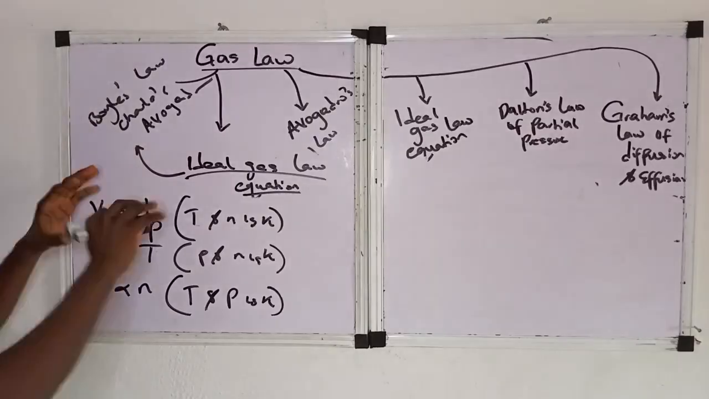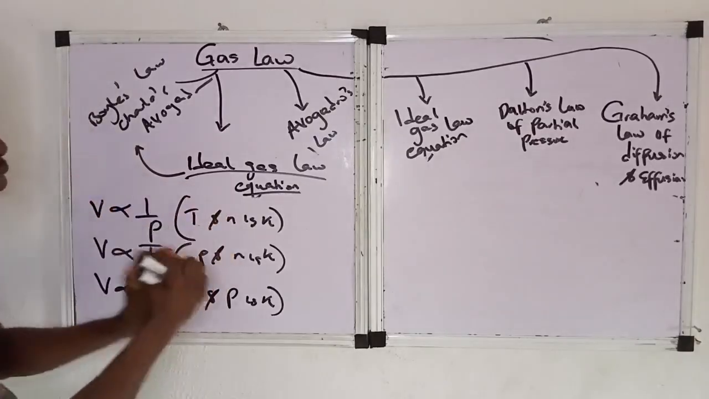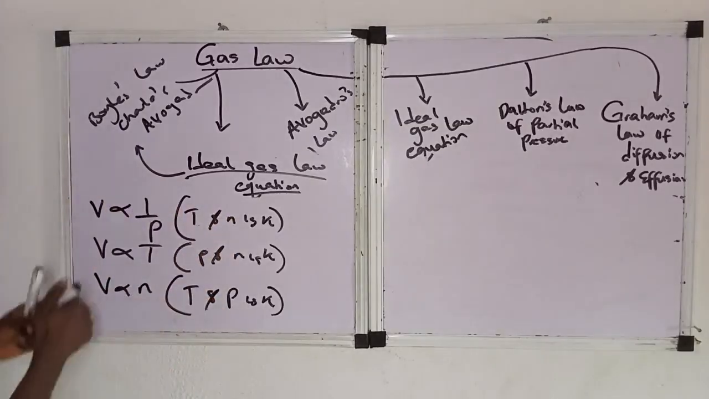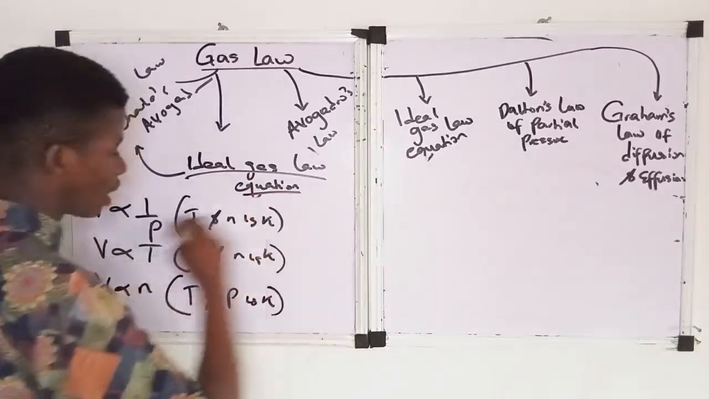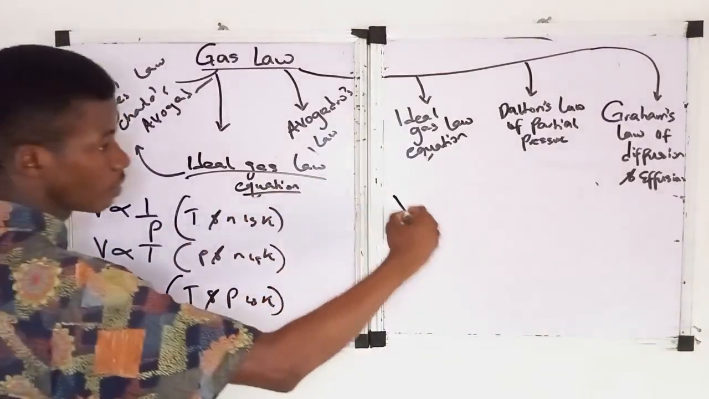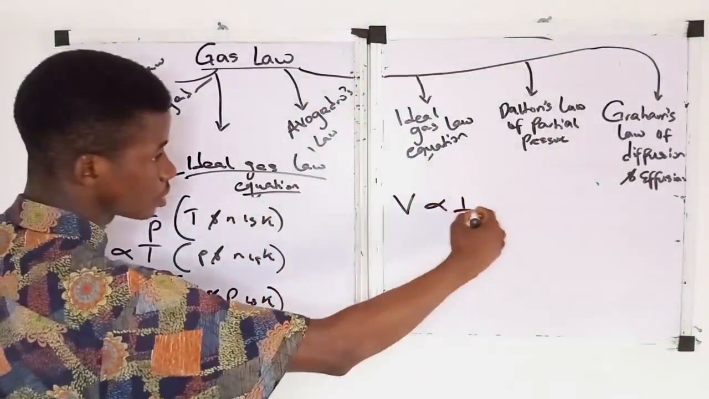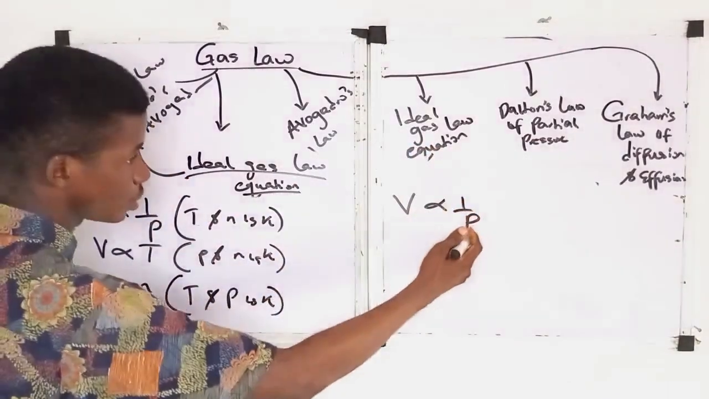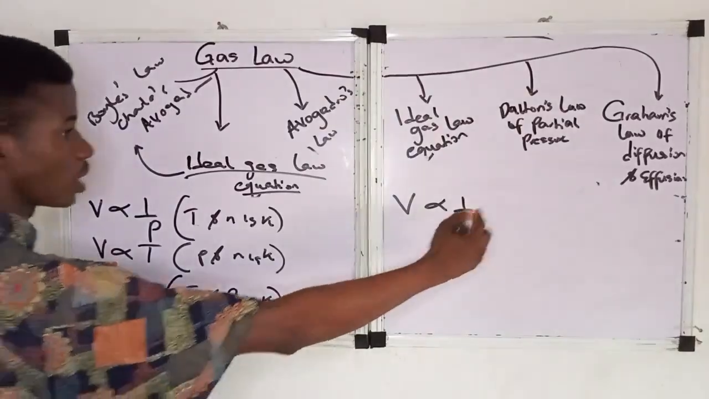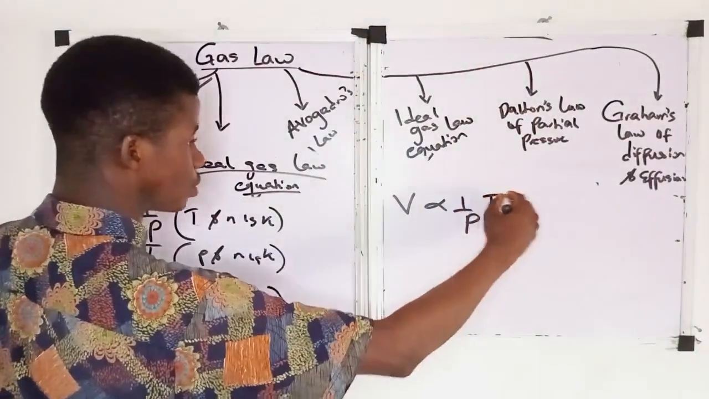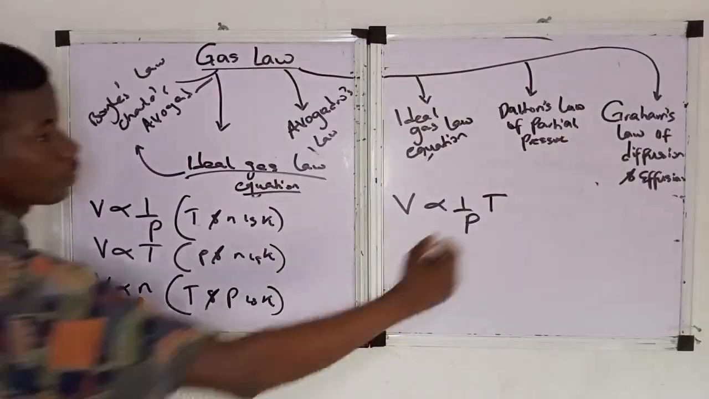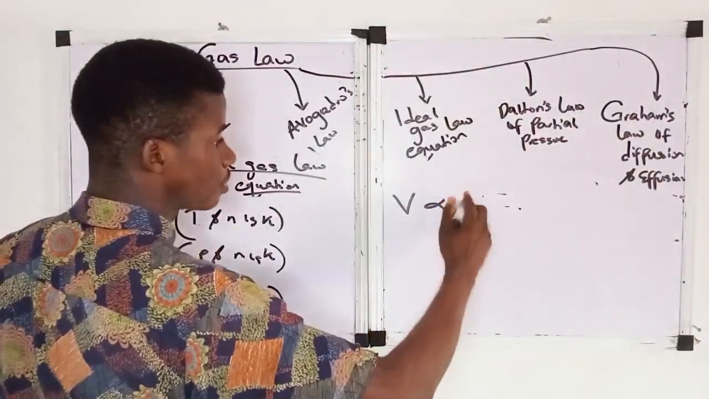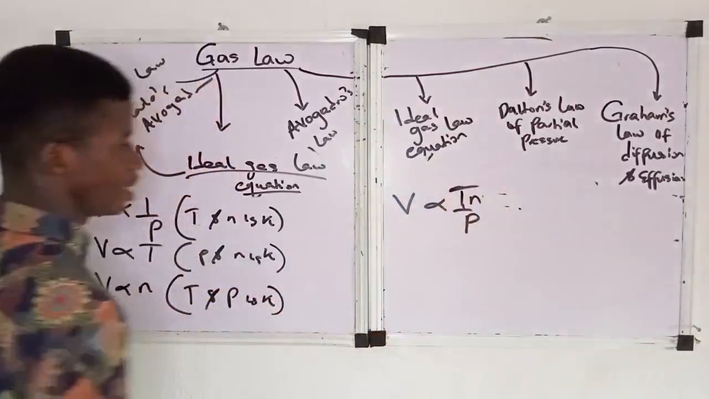Now we need to combine these three laws to form the ideal gas law equation. How we're going to do it is very easy. Normally we know that volume is inversely proportional to pressure, while volume is directly proportional to temperature and number of moles, right? So that gives us V proportional to Tn over P.